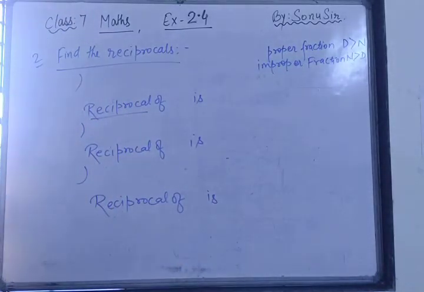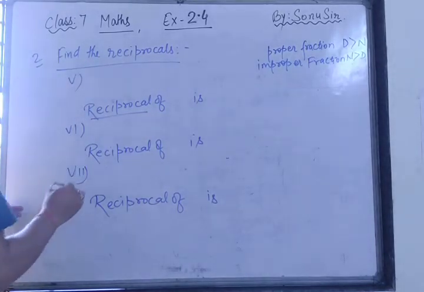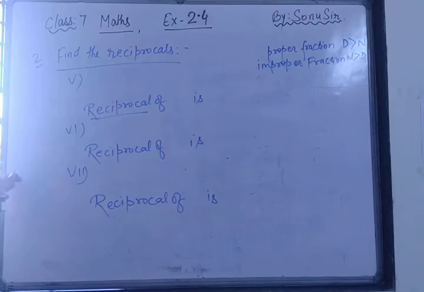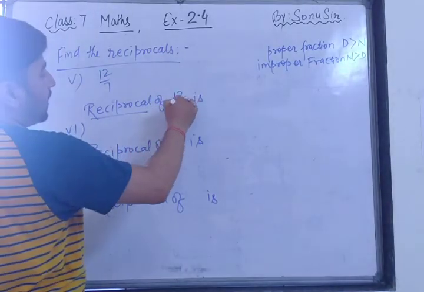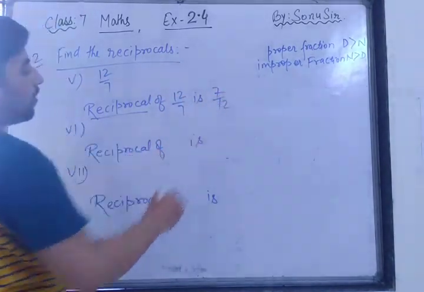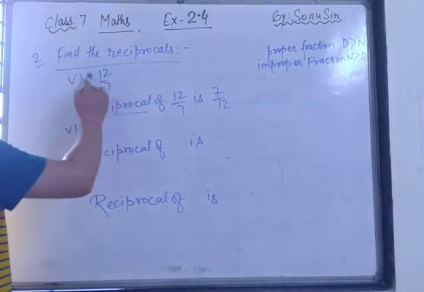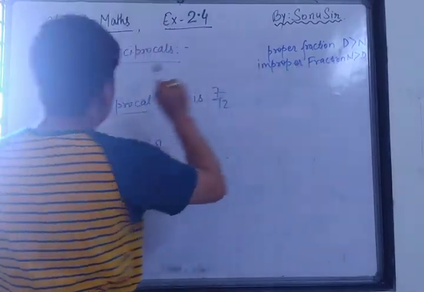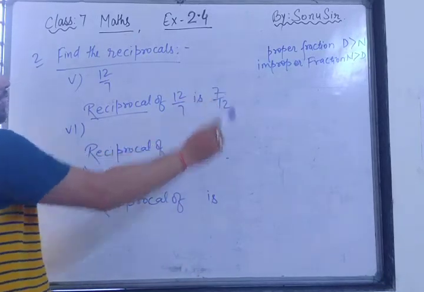See what I have done? I have written the answers. So 5, 6, 7. Question number 5 is 12 by 7. The reciprocal of 12 by 7 is 7 by 12. Right? Is it a proper fraction or improper fraction? Can you tell me? The question was 12 by 7. Numerator is greater than denominator, improper fraction, and the reciprocal we have got, denominator is greater than numerator, means proper fraction.